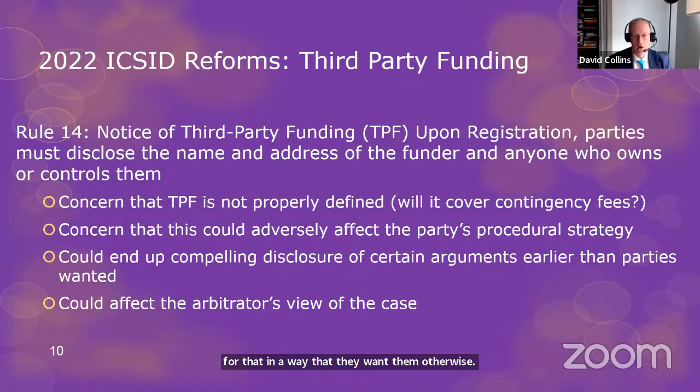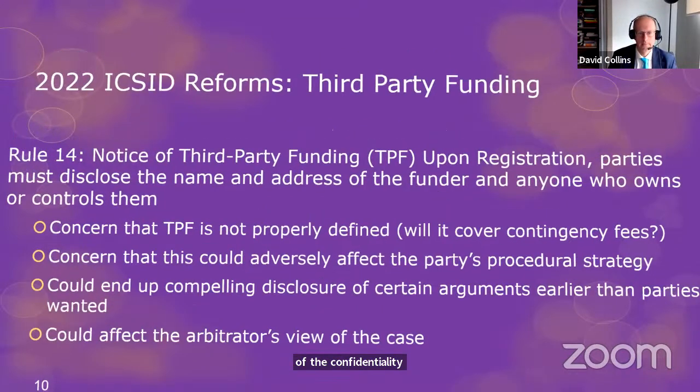It could also affect the arbitrator's view of the case. Maybe if an energy company is funding the litigation, maybe that arbitrator doesn't like energy companies. Maybe they were dismissed by an energy company. Maybe their wife's brother works for an energy company and they don't like the guy and there's personal resentment. You can imagine all kinds of scenarios that could play into this. So there's a concern that this is perhaps undermining some of the confidentiality that is so central to arbitration historically.